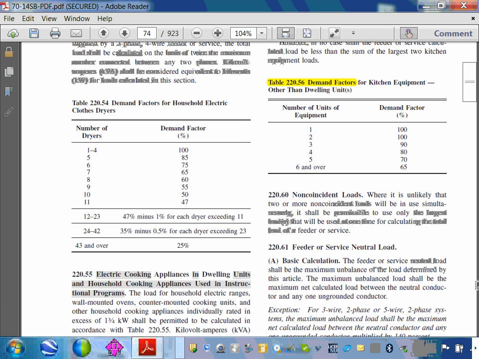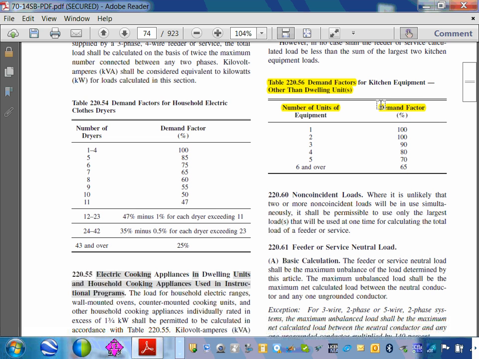Okay, if you read through this article, it tells you the demand factor for kitchen equipment other than dwelling: Perkins, McDonald's, any kitchen equipment other than dwelling. Did you hear the words other than dwelling? It's so important, because can you apply this to your house and mine? Other than dwelling. Okay, how do they apply this table, gentlemen? These are the number of equipment. This is your demand factor.